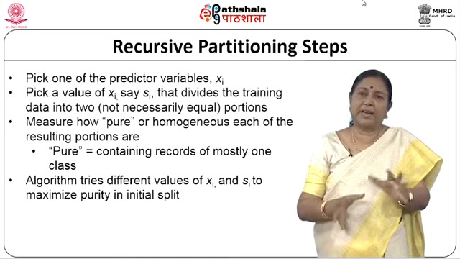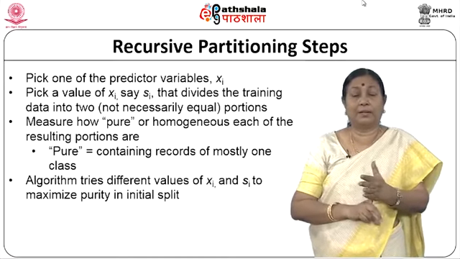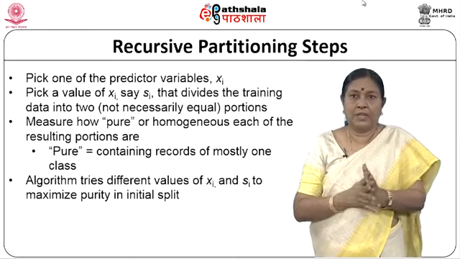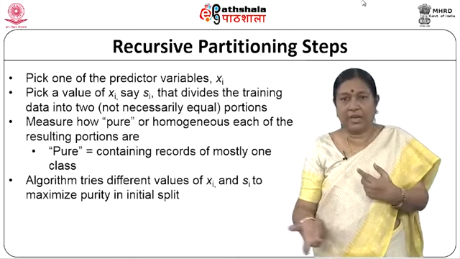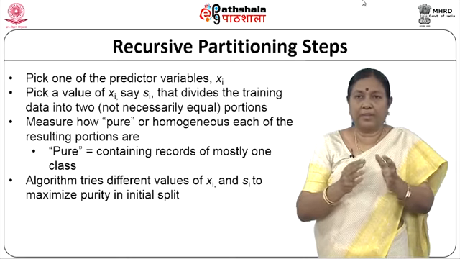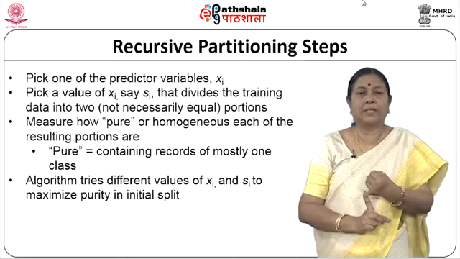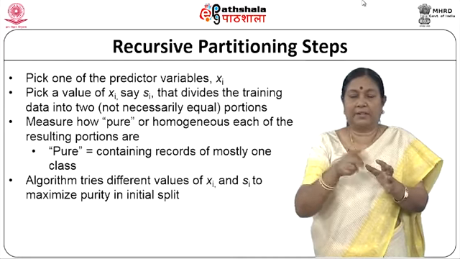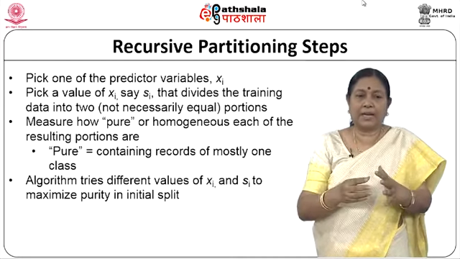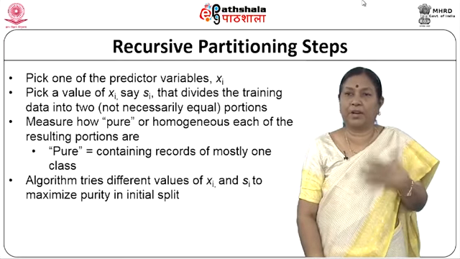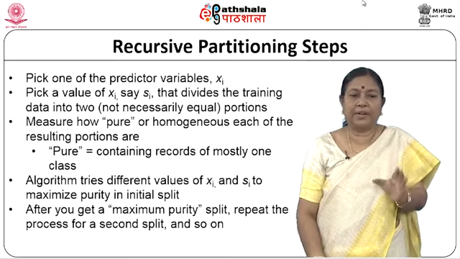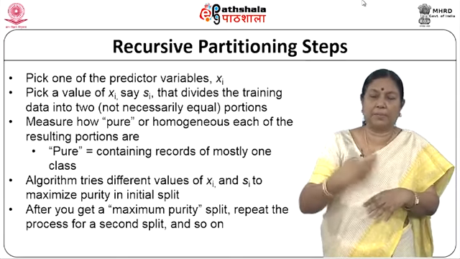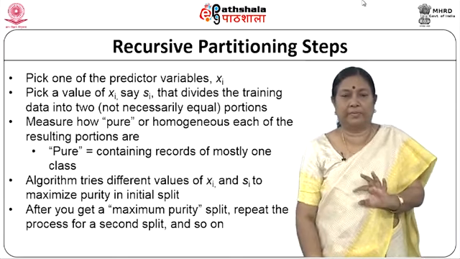The algorithm tries different values of x1 and s1. I will come to this in detail. x1 is the attribute and s1 is the value. Last time we took t1, you could have taken t2, you could have taken t3. So, you have to choose the variable as well as the value at which you will split the data, so that you maximize the purity in the initial split. After you get a maximum purity split, you repeat the process for the second split and keep doing this till you reach the leaf.